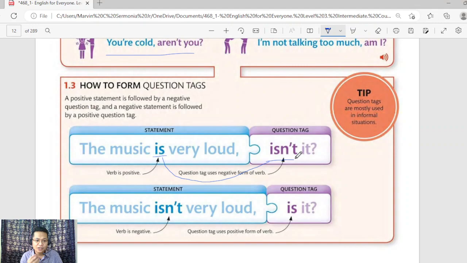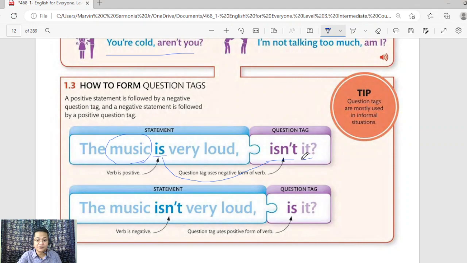all right, very good, music. So we have to replace music with a pronoun. Can we use he? Can we use she? Can we use them? Basically not, because music is not a person. This does not refer to people, and since it does not refer to a person, we make use of the word it. We use the pronoun it to replace objects or things or animals. That's why we came up with the question tag, isn't it?